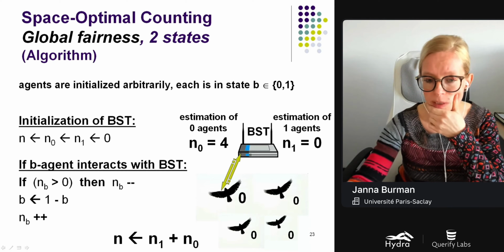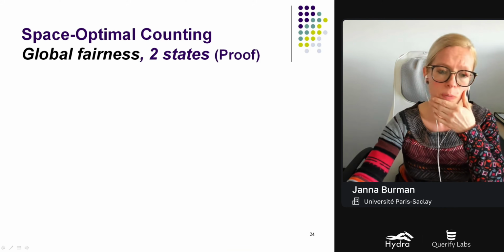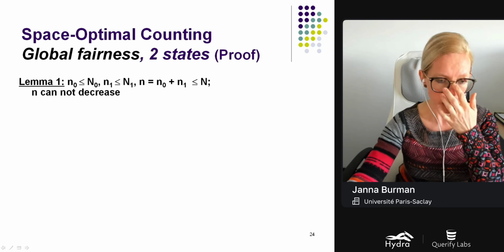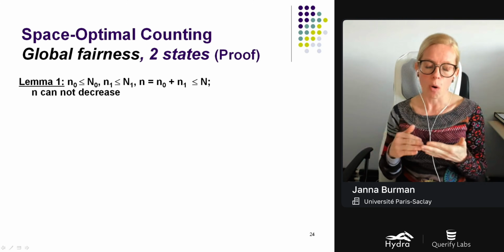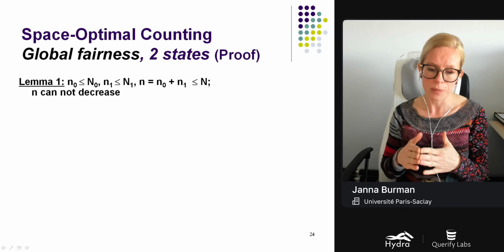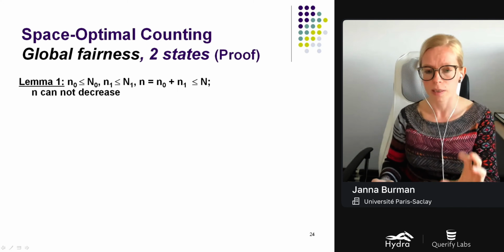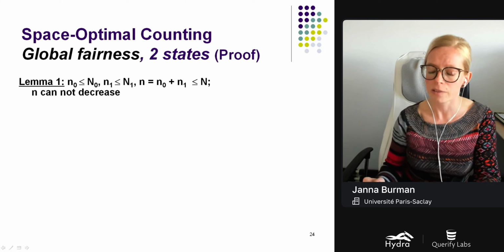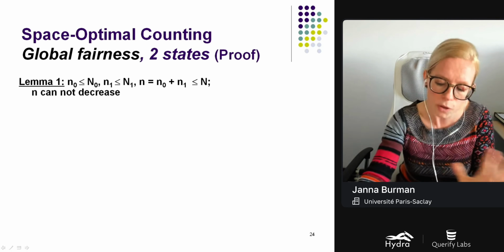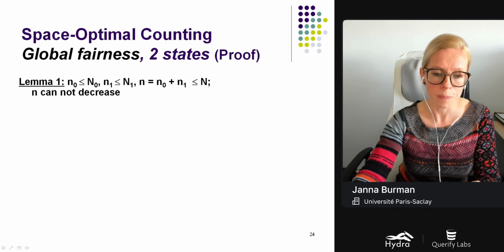So we can prove it like this. Let me show you the idea of the proof. First of all, we can easily show that we never overestimate the number of agents in these counters. And also that the values of n are never decreasing. Okay, this is the first point that we can prove.